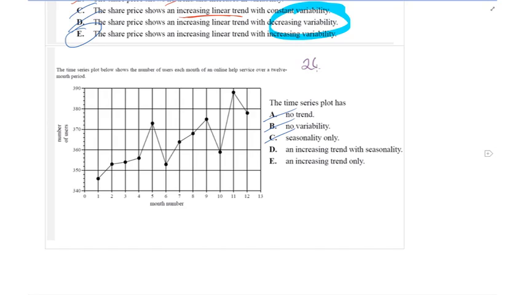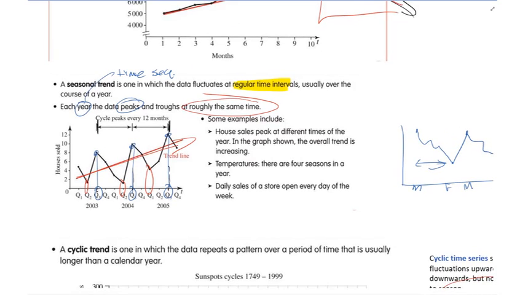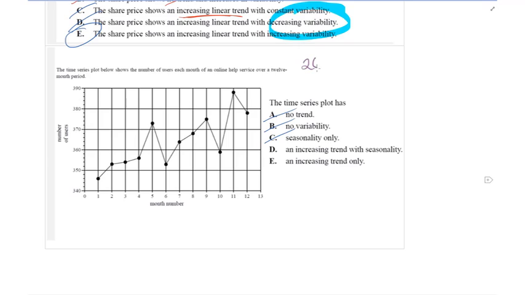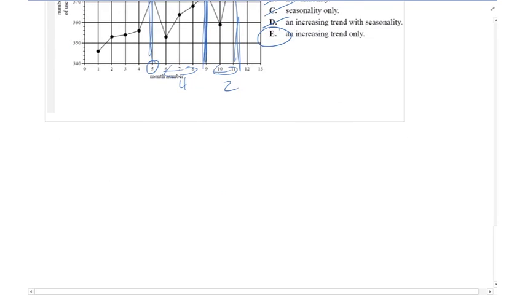All right, and if we quickly go back, we're talking about seasonal. We need that regular time intervals component to it. So it doesn't have seasonality, because that's a peak happening at 5, and the next is happening at 9. So there's 4 difference there. The next peak's happening here, and there's only 2. So there's no seasonality. So you can only say there's an increasing trend only.